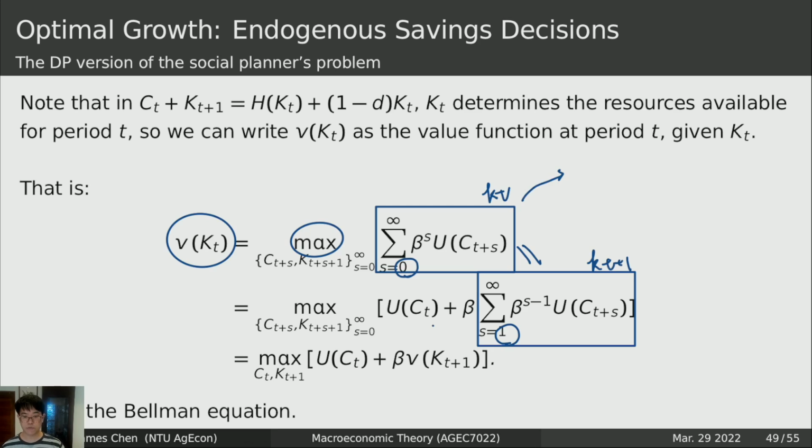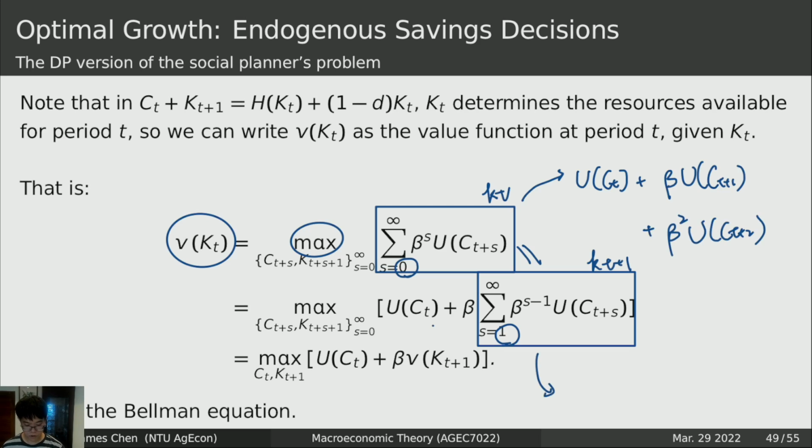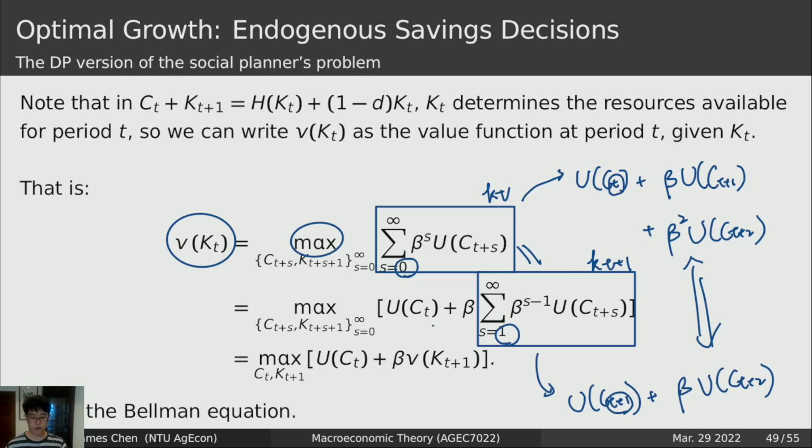If this is not clear, you can try to write it out. The first term is U of CT, the second term is beta U of CT plus 1, and the third term is beta square U of CT plus 2. And in this one, the first term is U of CT plus 1, and the second term is beta U of CT plus 2. Compare these two. The only difference is that if I replace T with T plus 1, then these two will be exactly the same thing.